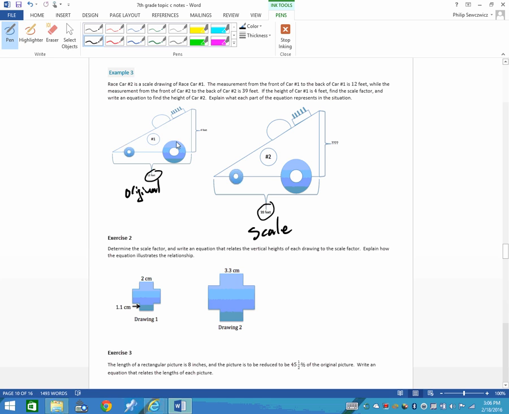The height of the car is 4 feet. Find the scale factor and write an equation. Explain what each part of the equation represents in the solution. Okay, so find the scale factor. They didn't tell me percent or decimal, so I'm just going to leave it as I have it, because if I'm going to use it, I have to get it out of the percent form anyway. So that's my scale. That's my original.